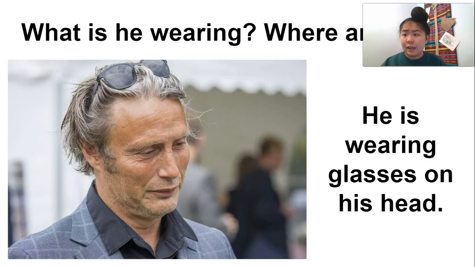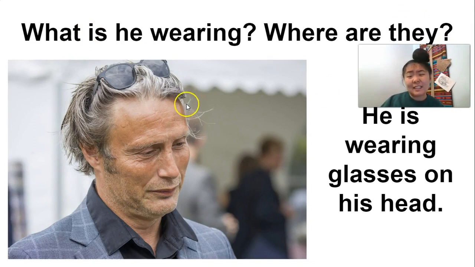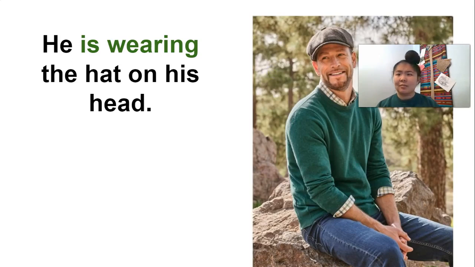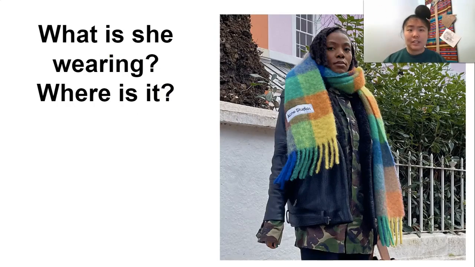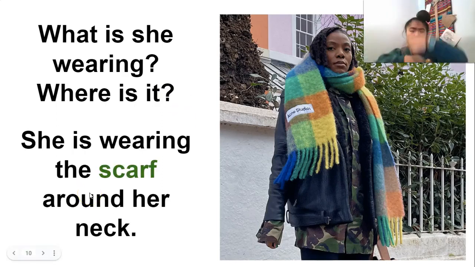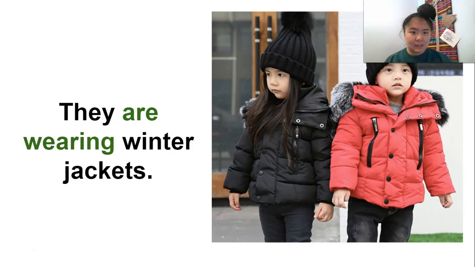So, and now let's take a look at this man. Where are his glasses? Right, his glasses are on his head, not on his eyes. Good, so just more practice with body parts. Very good. So what about this man? Yeah, he's wearing a hat on his head. And what is this woman wearing? Right, the scarf is around her neck. So if you remember, we practiced with our prepositions on, around, and under. So this is also good practice for prepositions.